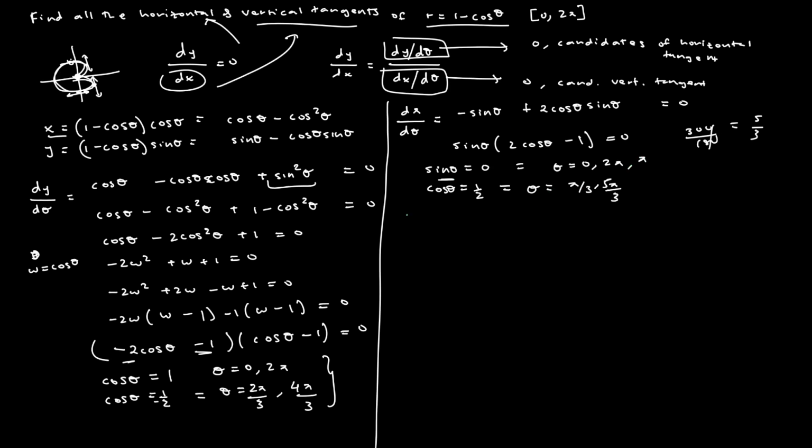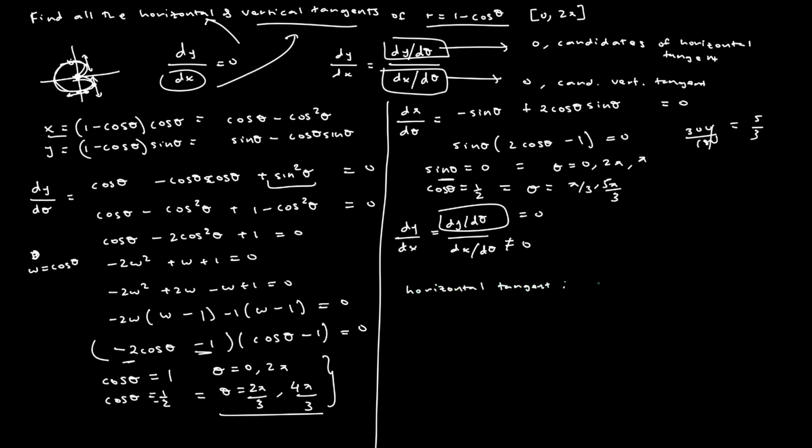So now we have like 3 cases, right? dy over dx is simply equal to dy over d theta divided by dx over d theta. So whenever dy over d theta is equal to 0, and dx over d theta is not equal to 0, we have a horizontal tangent. And that's whenever theta is equal to 2 pi over 3 and 4 pi over 3. So horizontal tangent at 2 pi over 3 and 4 pi over 3. So those are confirmed.